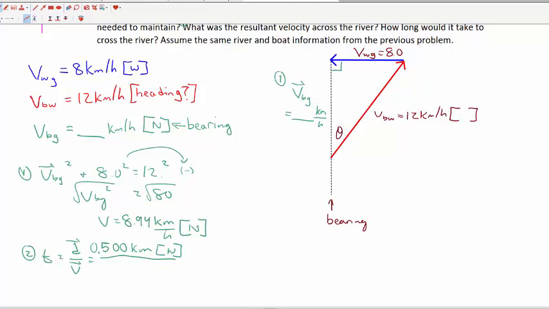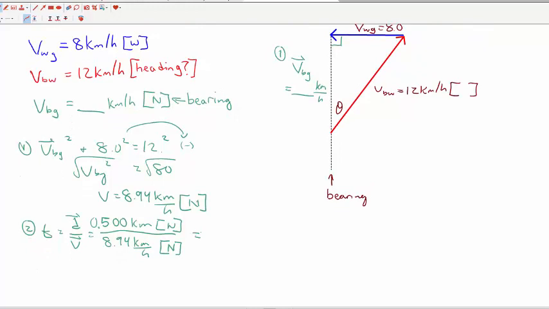If I'm trying to go north, I need to find my velocity that is north. 8.94 kilometers per hour, and this is also north, will give us a resultant that's going to look like this. 0.5 divided by 8.94. This is going to take us longer than the other trip did, 0.056 hours, or somewhere in the ballpark of 3.5 minutes.